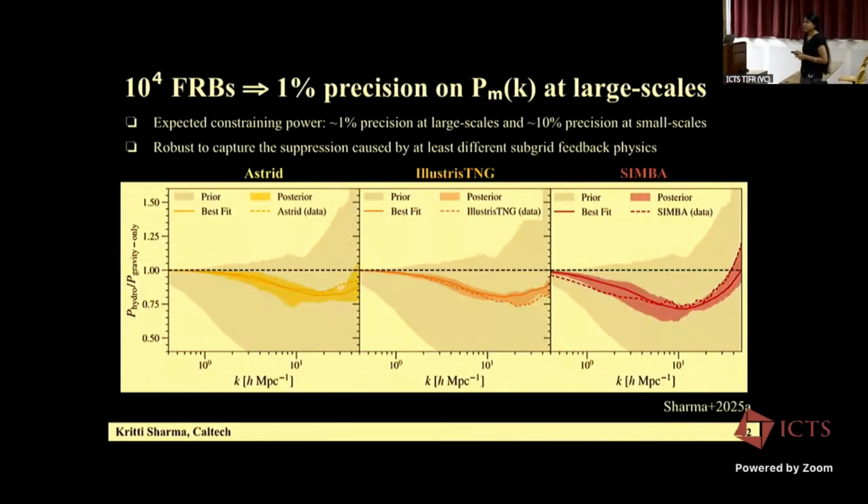We went ahead and did some forecasts, especially for upcoming surveys like DSA-2000, where we'll have 10^4 FRBs populating the DM-z space. The expected constraints are about 1% precision on large scales of about 1 inverse megaparsec, and about 10% precision at relatively smaller scales of 10 inverse megaparsec.